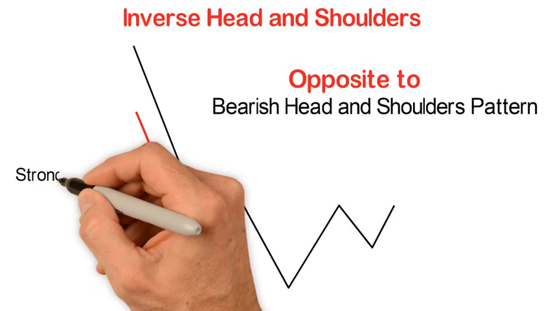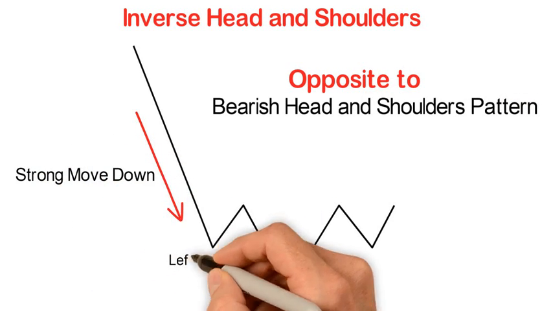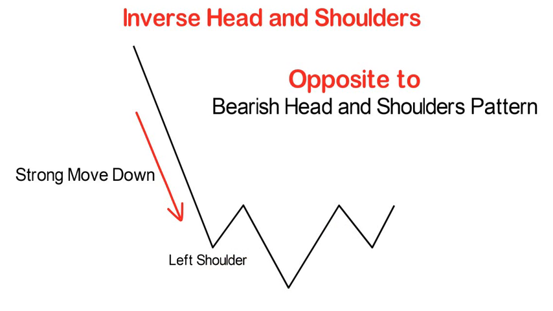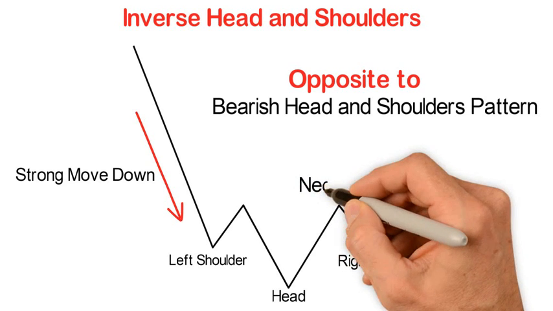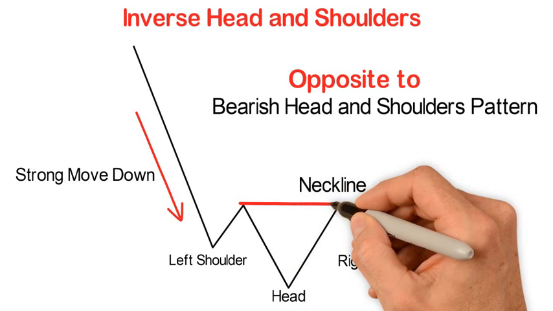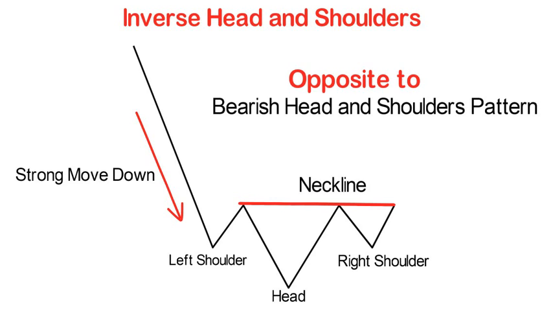It appears after a strong move down and consists of a low as the left shoulder, a lower low as the head, and a higher low as the right shoulder. And finally, a neckline, which can be drawn to connect the highs of the three peaks shown visibly.